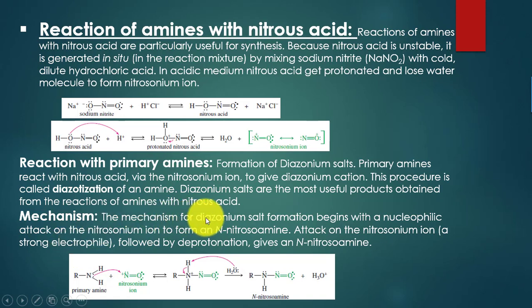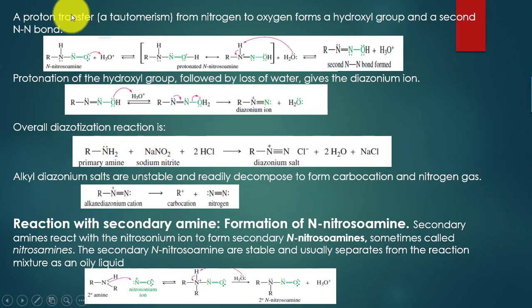The mechanism is shown for the diazonium salt formation, and it begins with nucleophilic attack on the nitrosonium ion by an amine and leads to the formation of an N-nitrosoamine. A proton transfer from the nitrogen to the oxygen forms a hydroxyl group, and a second N=N bond is generated. Protonation of the hydroxyl group followed by loss of water leads to the formation of the diazonium ion.